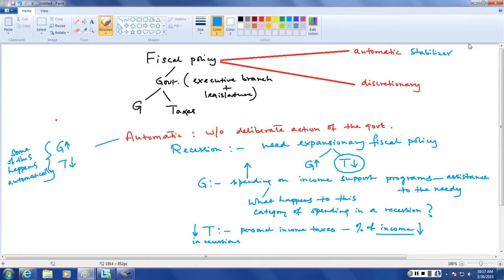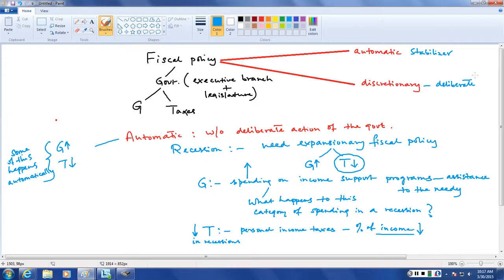I hope that's understood. And now let's talk about discretionary fiscal policy. Discretionary fiscal policy is policy that is deliberate. This is something that the government deliberately decides to do.